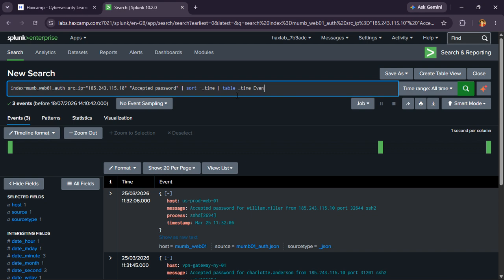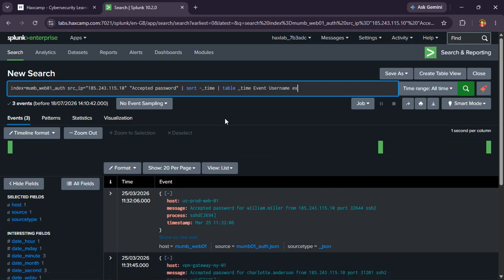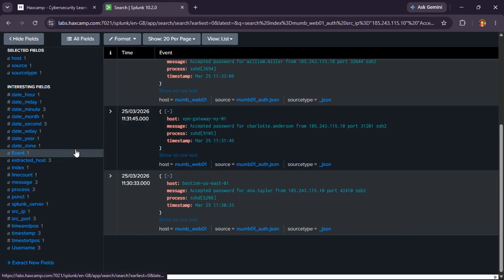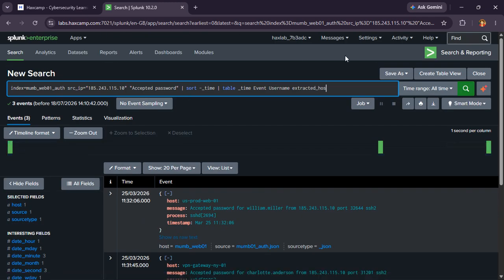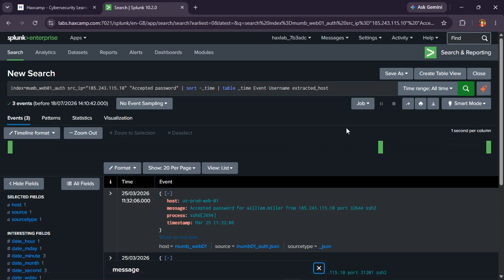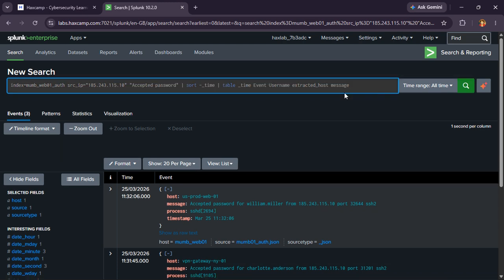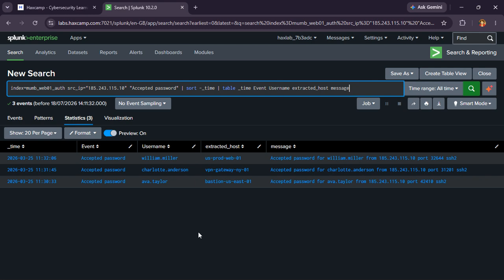Table with time, event in capital, the user, capital username, and what is extracted host? We need to look at extracted host. Okay, again where is extracted? Host, and they also mention message. We need to look at the message accepted at these times. Oh, sorry, message. We get here.